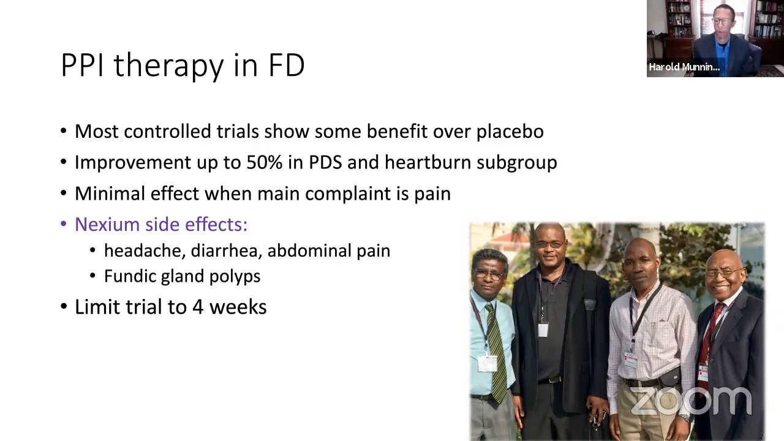So in my practice, when I do prescribe a proton pump inhibitor for possible functional dyspepsia, I limit the trial to 4 weeks. I don't keep refilling it. And certainly try and use the smallest dose. Some persons are on 40 milligrams or maximal dose, and they're on it for weeks and months and keep refilling it. And I don't know if that's the best avenue.